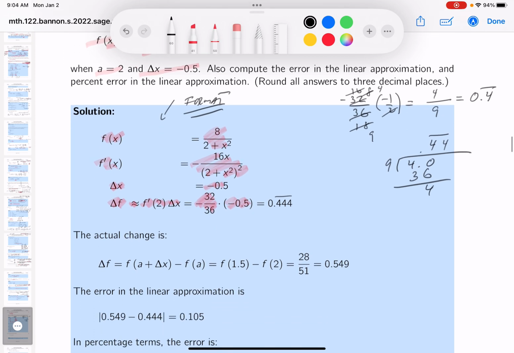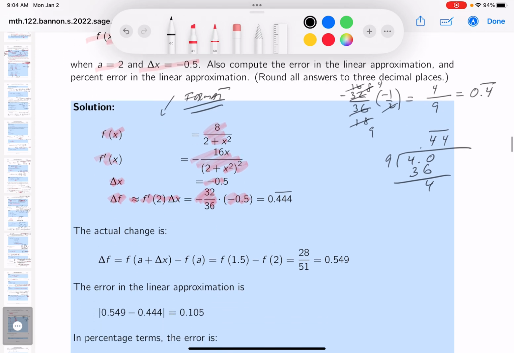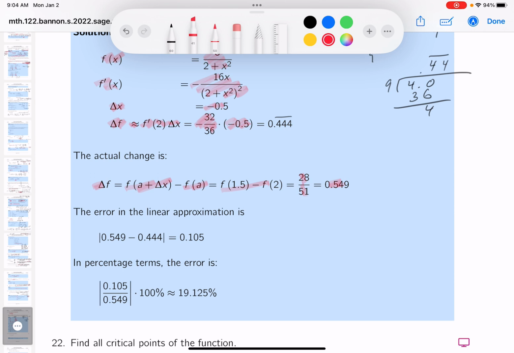The actual change is a little bit more difficult to compute, and in my opinion, calculators certainly do make things easier. But the actual change, the exact delta, not the approximate, is going to be this expression over here, and you'd have to evaluate that. Get this number over here. For the linear approximation error, you take the absolute value of the difference between the two. This is the error, by the way. It turns out to be this number over here. What are we doing? Taking these two numbers and finding the difference. And the percent error is the number we just computed divided by the actual number, which is this number over here. And it gives you about 19% error.